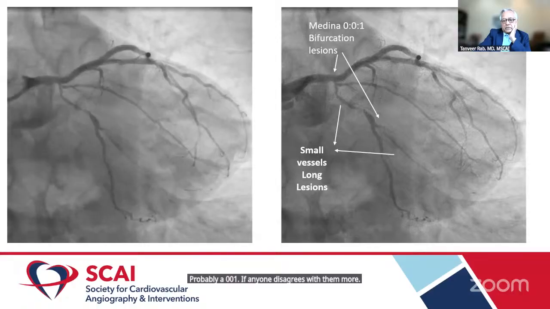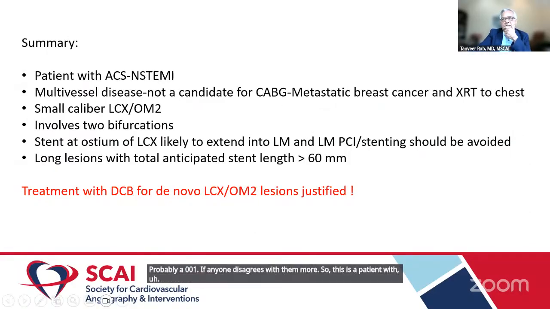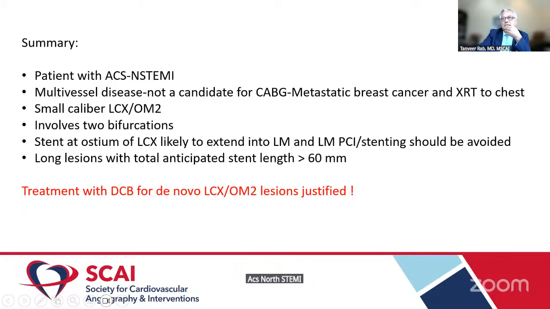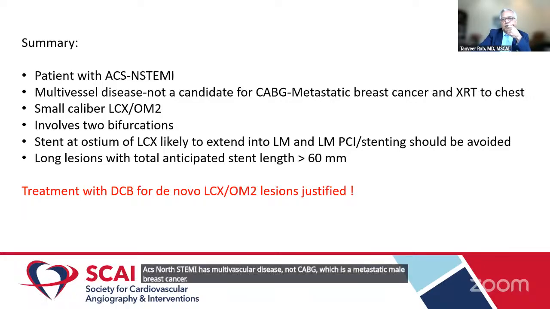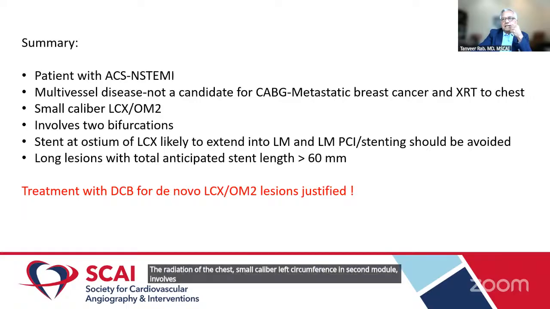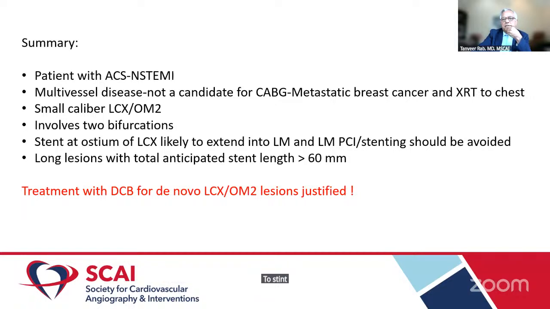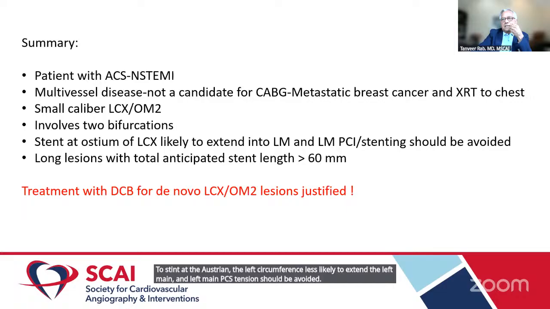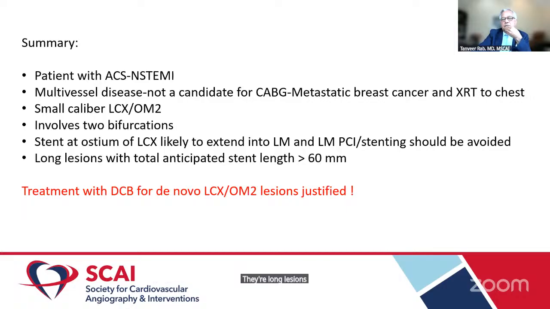So this is a patient with ACS, non-STEMI. He has multivessel disease, is not a candidate for CABG, has metastatic male breast cancer, and has had radiation of the chest. He has a small caliber left circumflex and second marginal, involving two bifurcations. If you stent at the ostium of the left circumflex, it is likely to extend into the left main, and left main PCI stenting should be avoided. There are long lesions with total anticipated length greater than 60 millimeters.